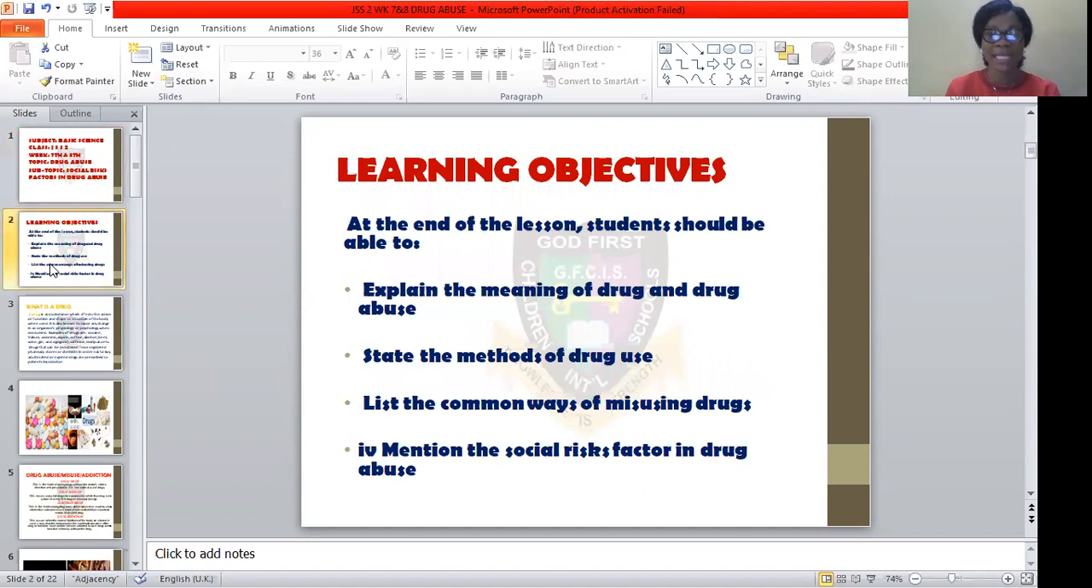At the end of today's lesson, students should be able to explain the meaning of drug and drug abuse. You should be able to state the methods of drug use. Thirdly, you must be able to list the common ways in which we misuse drugs, especially the youth. Then lastly, you must be able to mention the social risk factors involved in drug abuse.